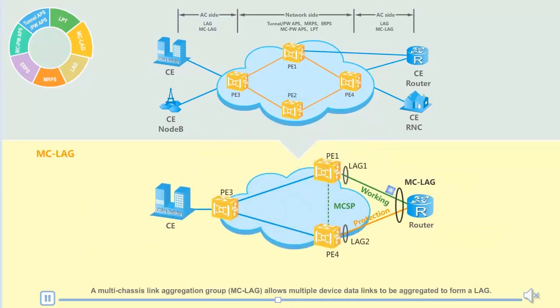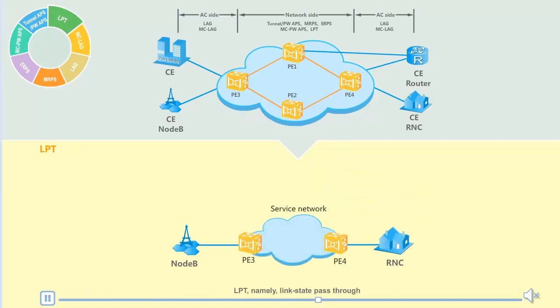A multi-chassis link aggregation group, MC-LAG, allows multiple devices' data links to be aggregated to form a LAG. If a link fails, services are automatically switched to other links in the MC-LAG group, enhancing link reliability. MC-LAG mainly applies to dual homing scenarios after protection switching to enable services to be transmitted. On the network side, MC-LAG needs to be used together with other types of network protection such as ERPS, MC-PW APS, and PW APS.